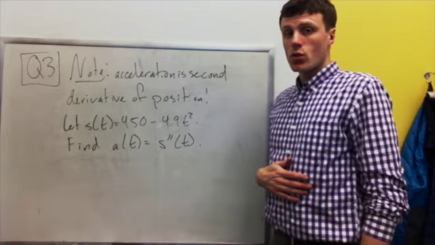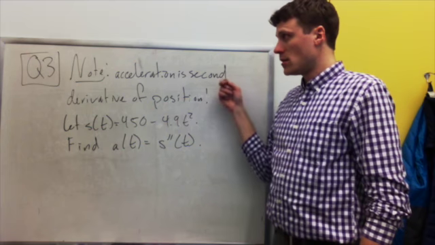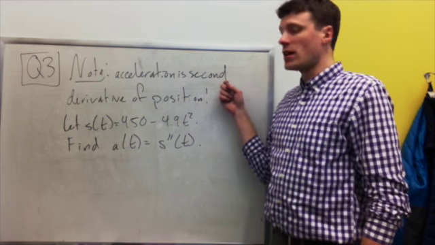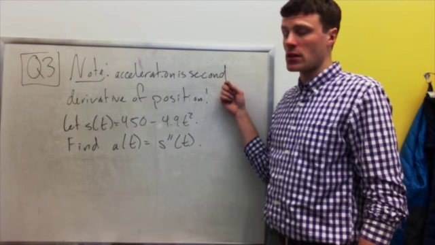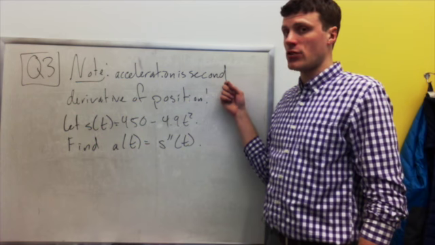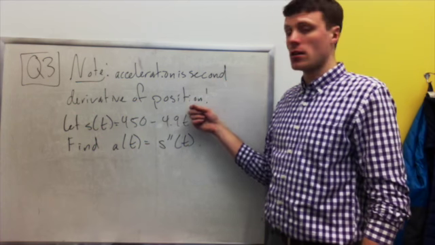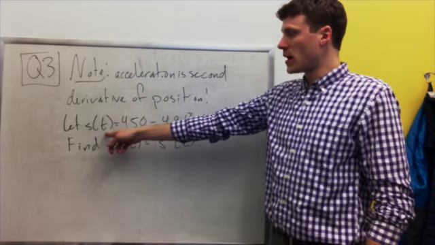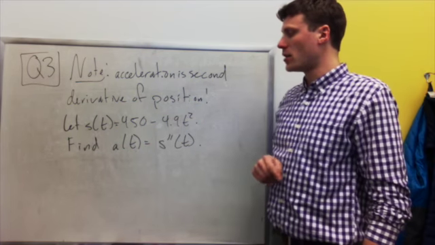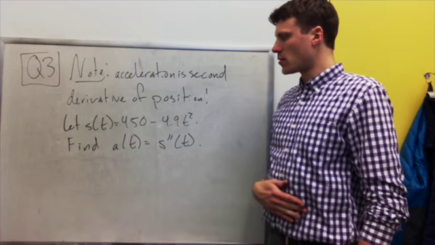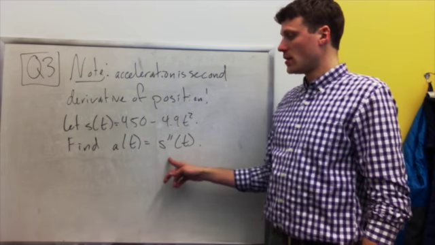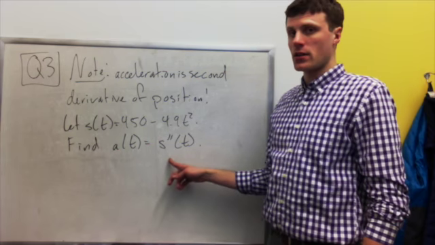So here is question 3. Let's note that the acceleration is the rate of change of velocity, and velocity is the rate of change of position. Therefore, acceleration is the second derivative of position. So let s of t be 450 minus 4.9 t squared from an example we did before. Find the acceleration of t, and that is the second derivative of s of t.